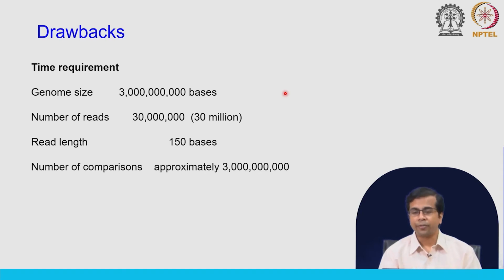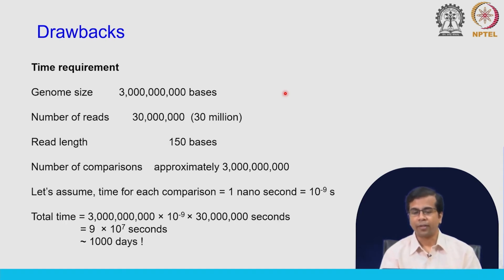Now, let us assume this time for each comparison is about 1 nanosecond, about 10 to the power minus 9 seconds. This is again quite optimistic. It will depend on the computer and the system that you are using. So, let us be optimistic and say this mismatch counting is quite a fast process, so for each comparison you have 10 to the power minus 9 seconds.